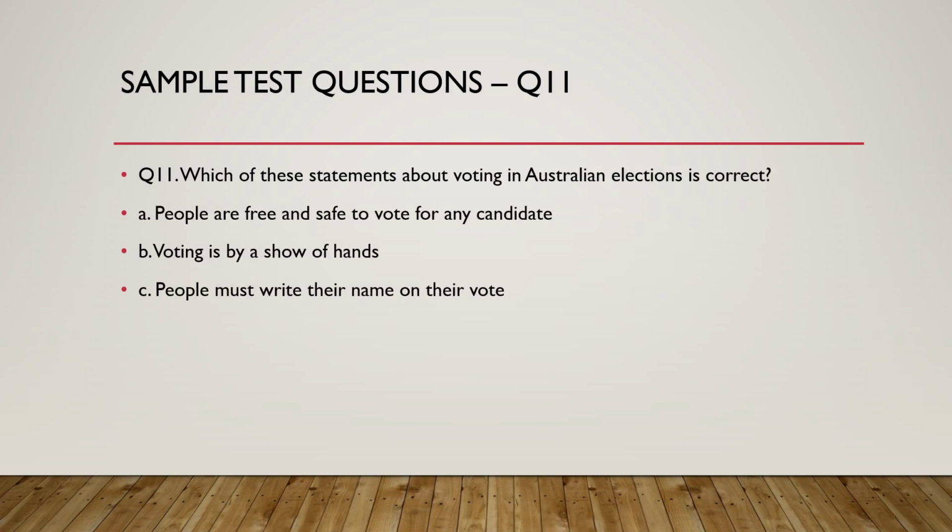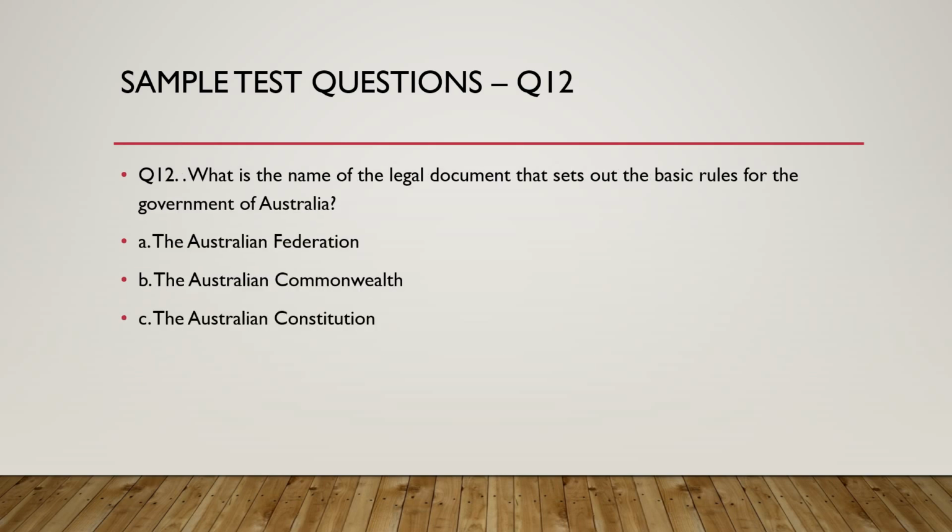Question 11 is, which of these statements about voting in an Australian election is correct? People are free and safe to vote for any candidate, voting is by a show of hands, or people must write their name on their vote. So the answer is A, people are free and safe to vote for any candidate. Question 12. What is the name of the legal document that sets out the basic rules for the Government of Australia? Australian Federation, Australian Commonwealth, or Australian Constitution? So the answer is C, Australian Constitution.